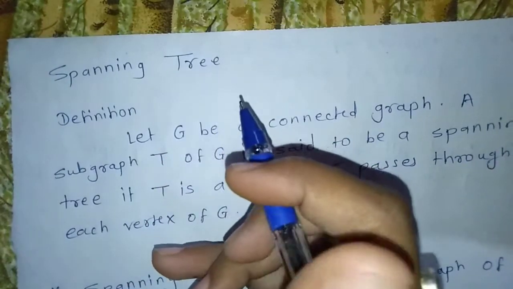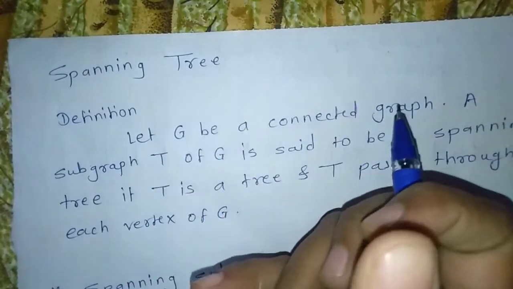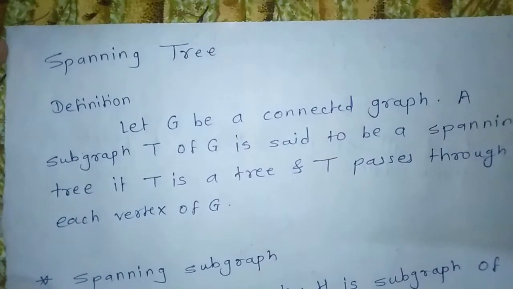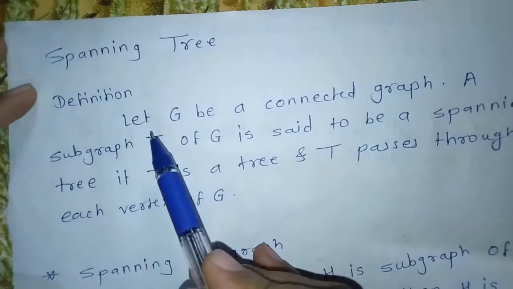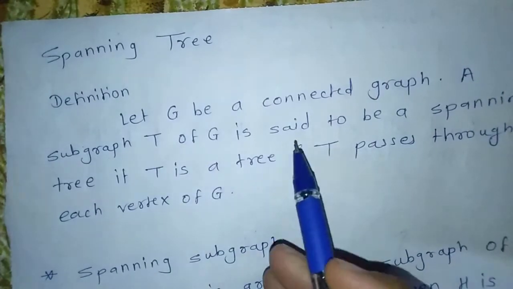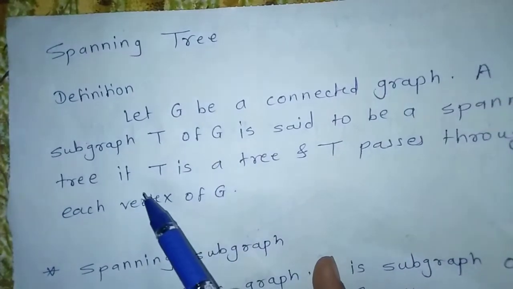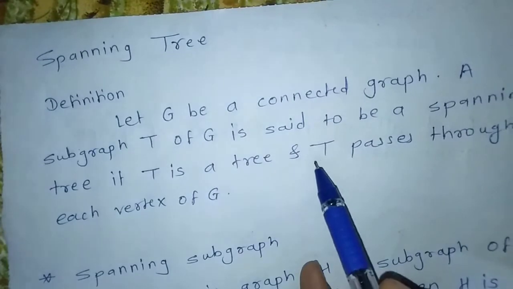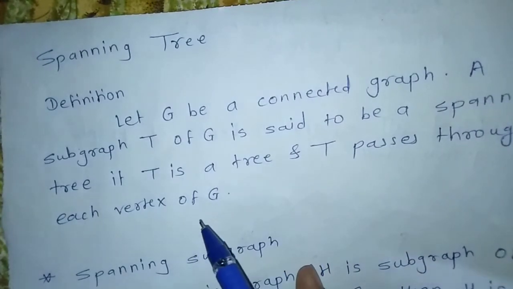Hello students. Next point is spanning tree. First, what is meant by spanning tree? Let G be a connected graph. A subgraph T of G is said to be a spanning tree if T is a tree and T passes through each vertex of G.